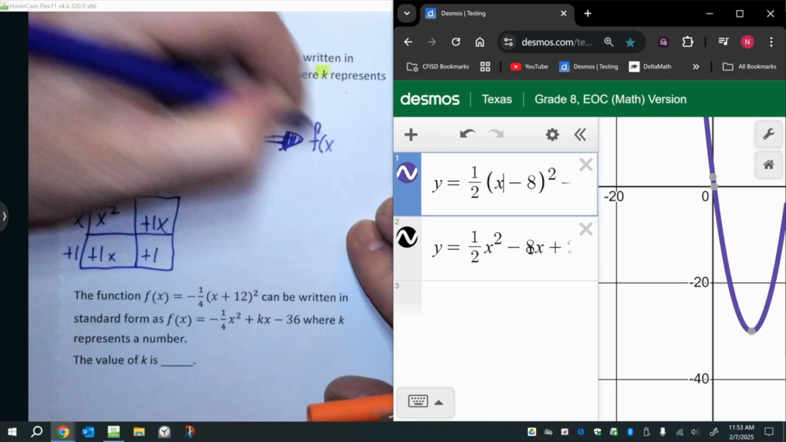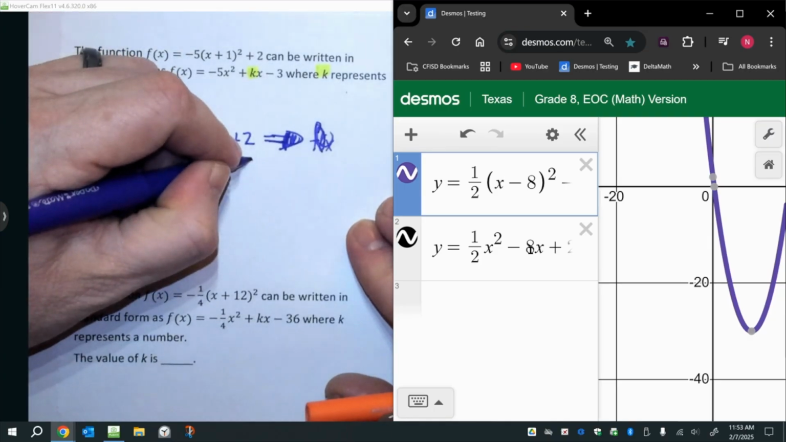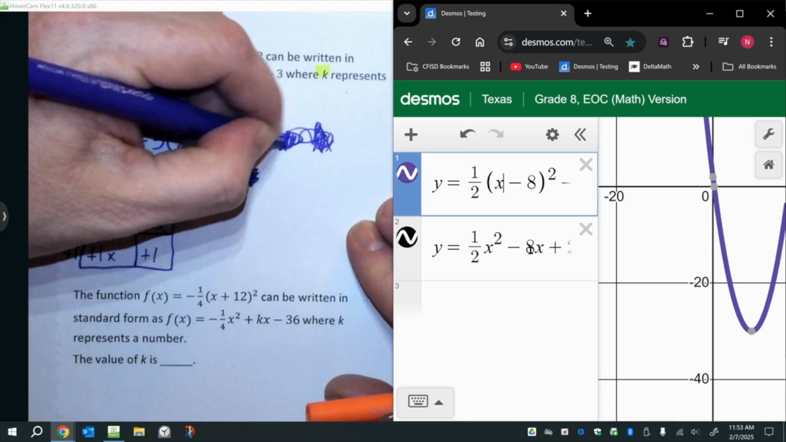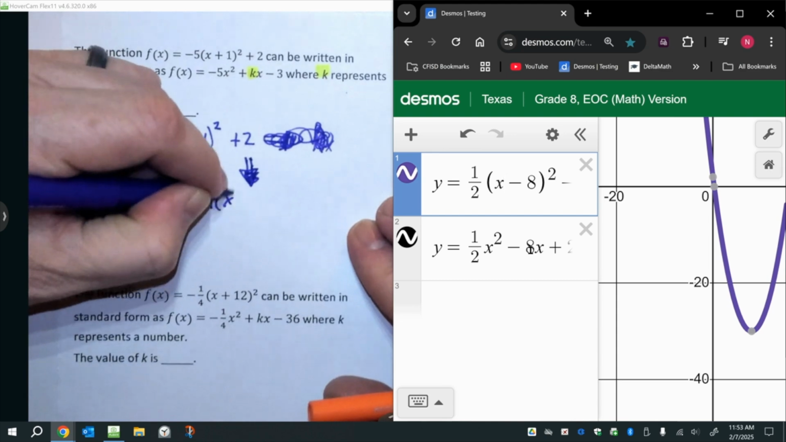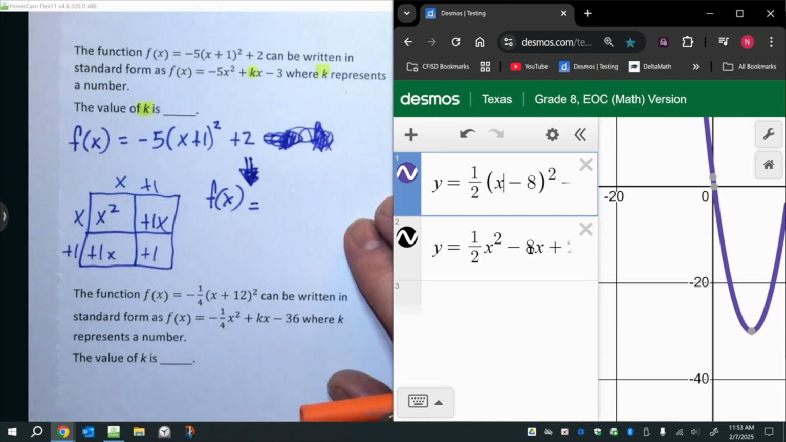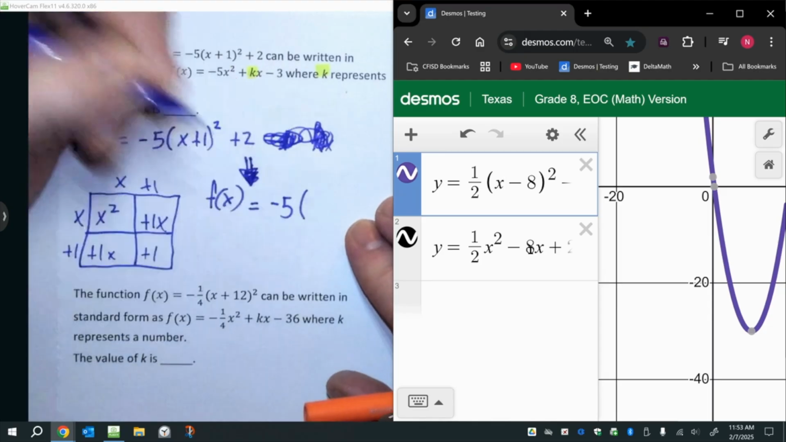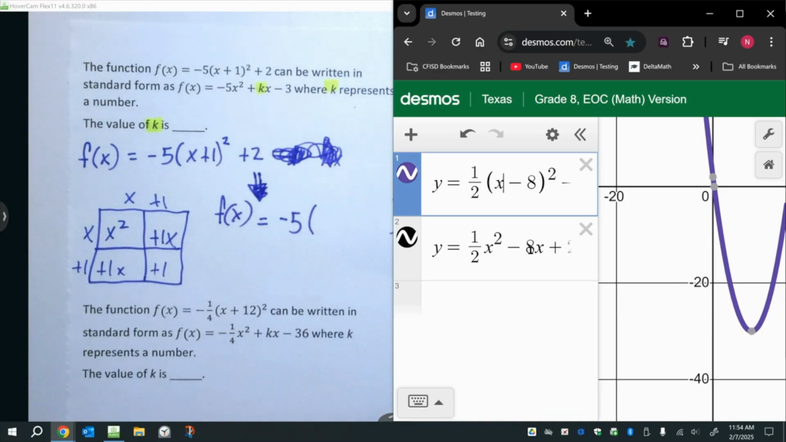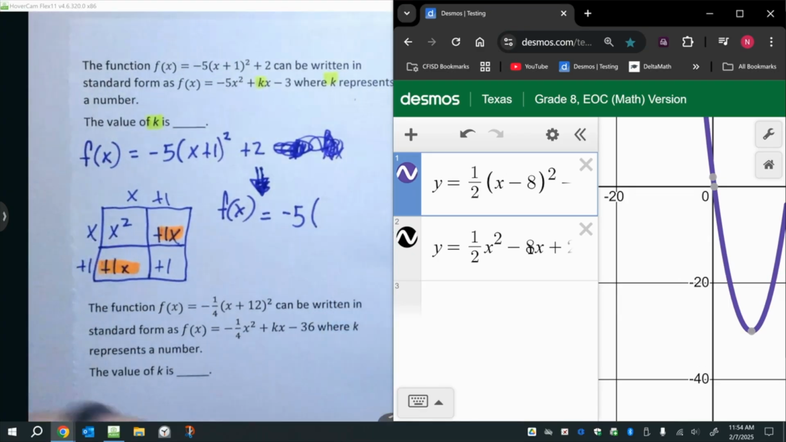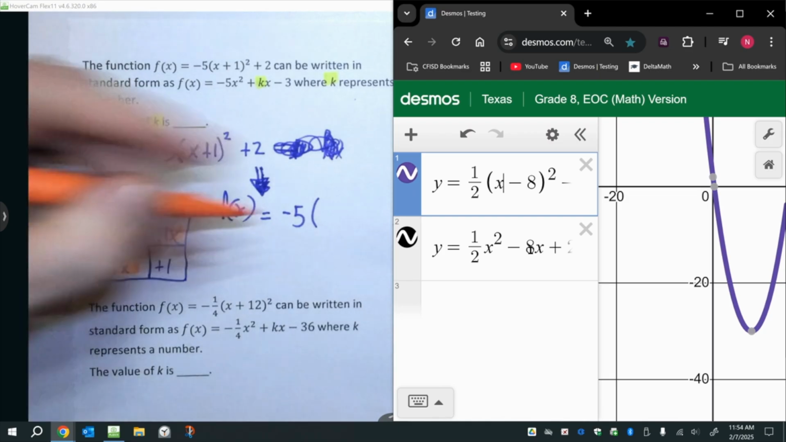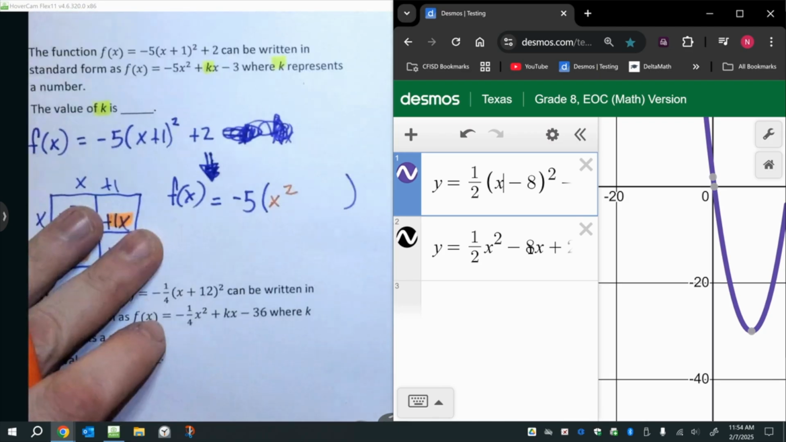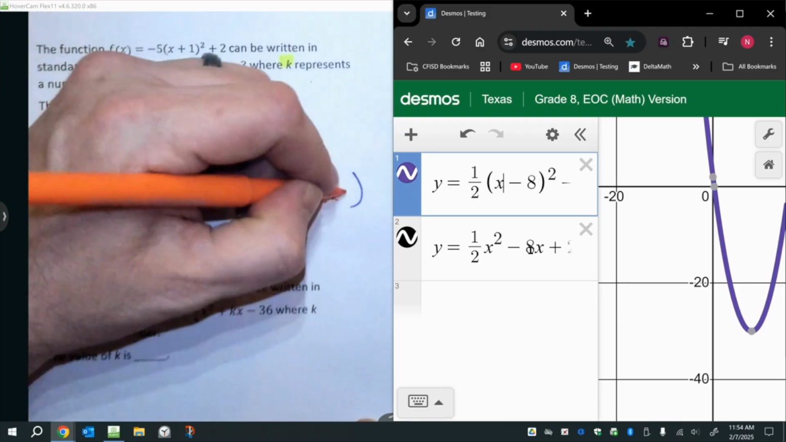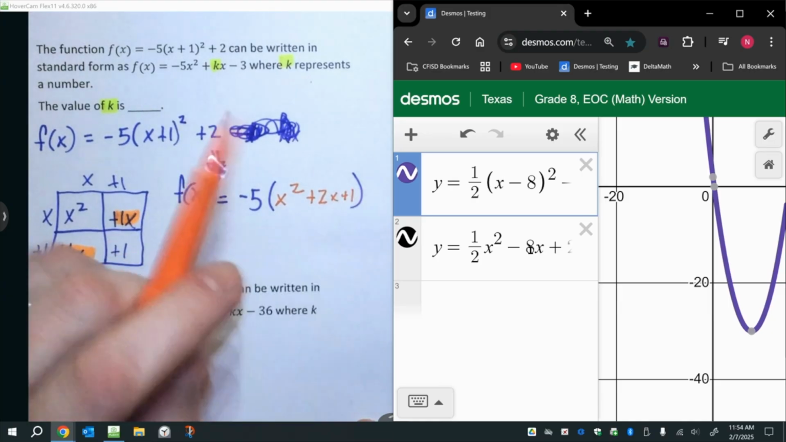So then this becomes f of x. Actually, I'm going to write it down here, that way I have a little bit more room. f of x is equal to negative 5, and then in parentheses, I'm going to put my x squared and all that good stuff with my 1x. All right, so this becomes x squared, and this becomes positive 2x, and then my plus 1. And then I have my plus 2 out here.